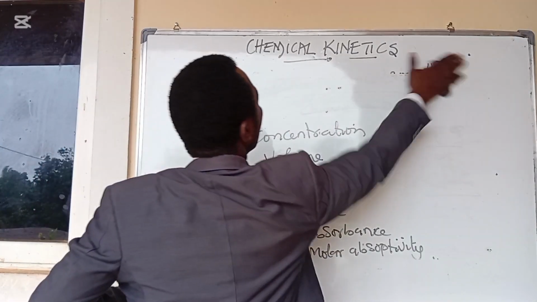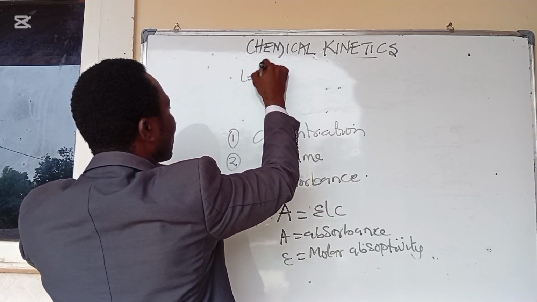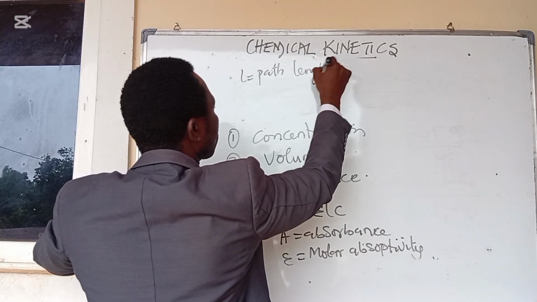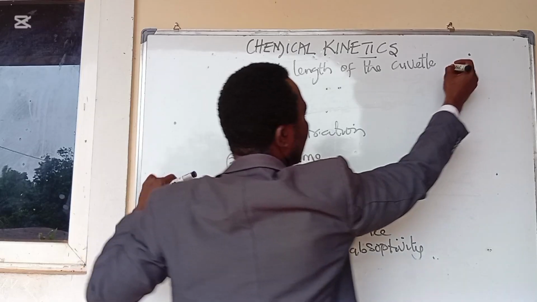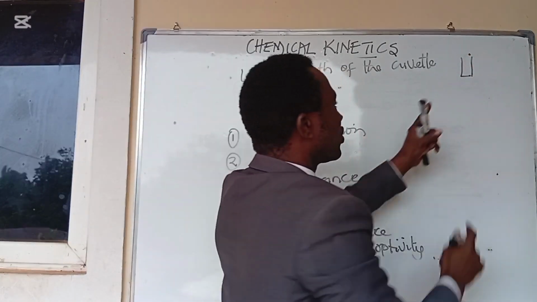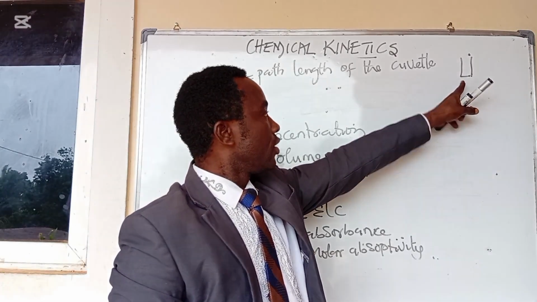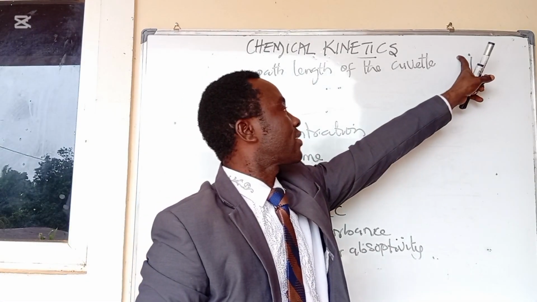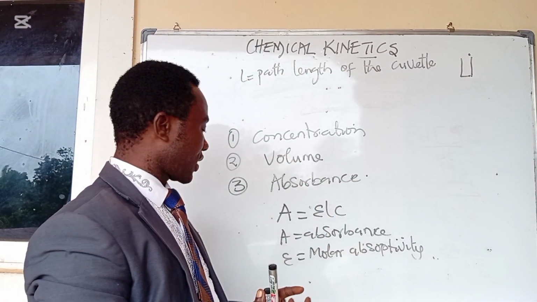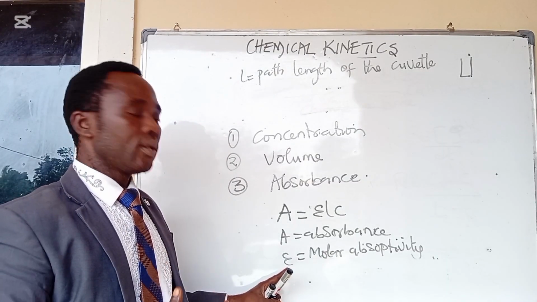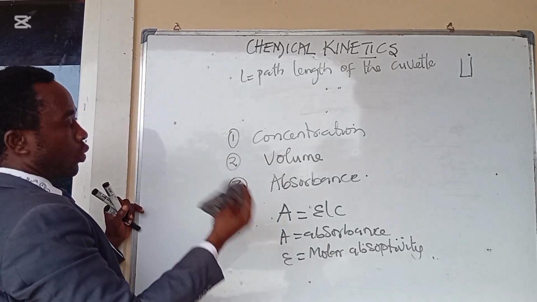Okay, very good. So we are saying that this L here is the path length of the cuvette. A cuvette is a small glass where you put your solution that you want to measure the absorbance of. So you put the solution here. Since the cuvette length is always constant, the length of the cuvette, which is L, is a constant. The molar absorptivity is also constant.